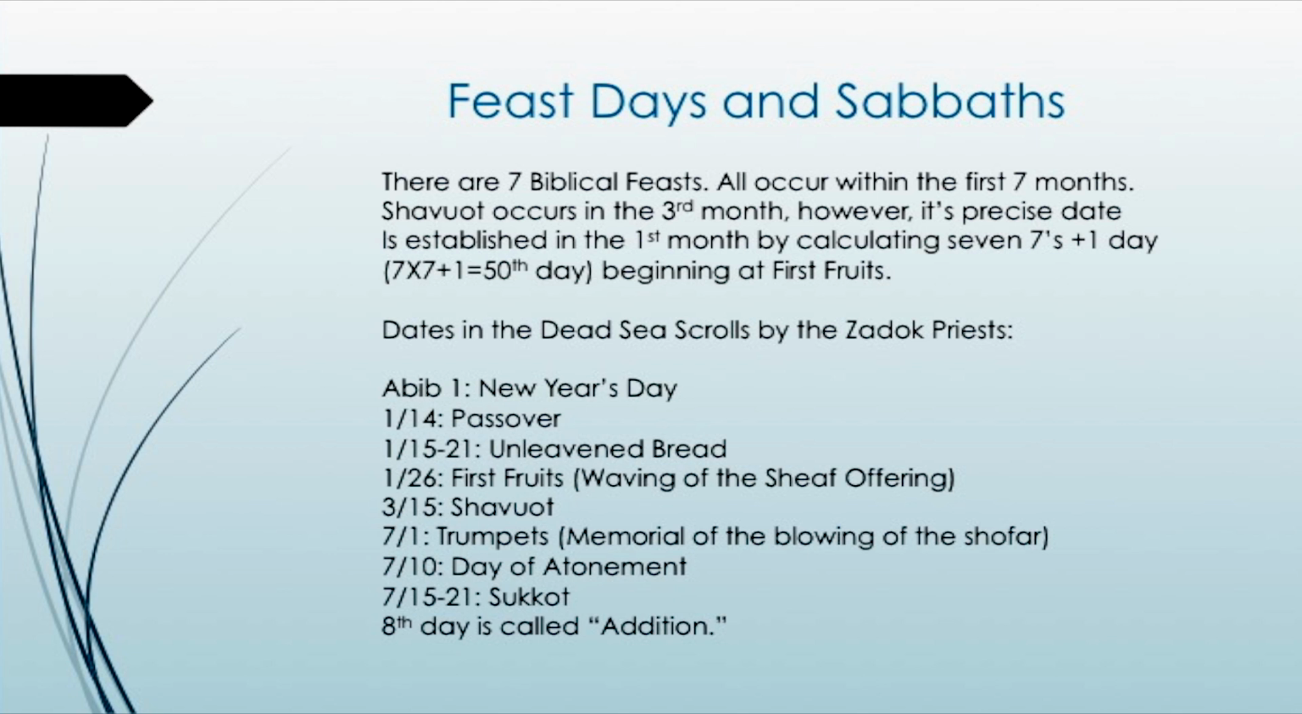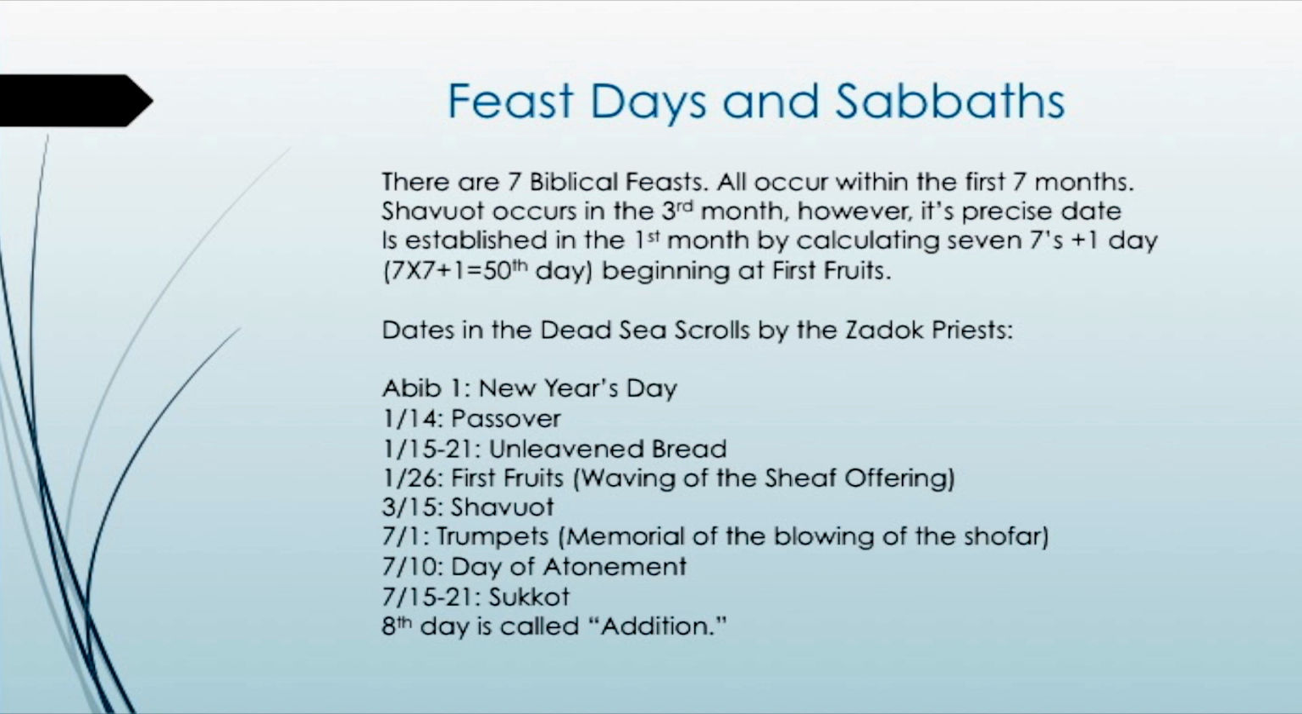Abib 1 is New Year's Day, the 4th day of the week every time. The 14th day of the 1st month is Passover. The 15th through the 21st is unleavened bread. A notable difference is that first fruits always begins on the 26th day of the 1st month. So when the full 7 days of unleavened bread and Passover are completed, following the next Sabbath, the first day of the week is first fruits, or the waving of the sheaf offering.